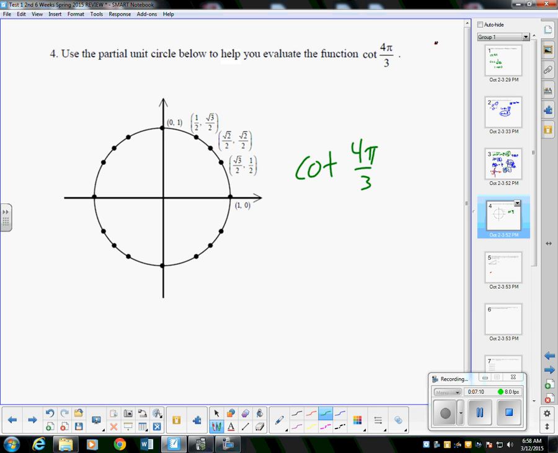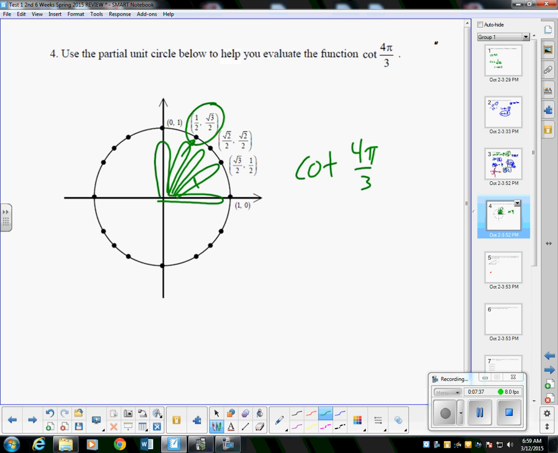So we need to know where 4 pi over 3 is. Well, remember, pi over 3 is the same thing. Remember, this is the hand trick: this is the thumb, this is the pinky, and then you have your forefinger, middle finger, ring finger. So this is the forefinger. So we know that pi over 3's come from there.